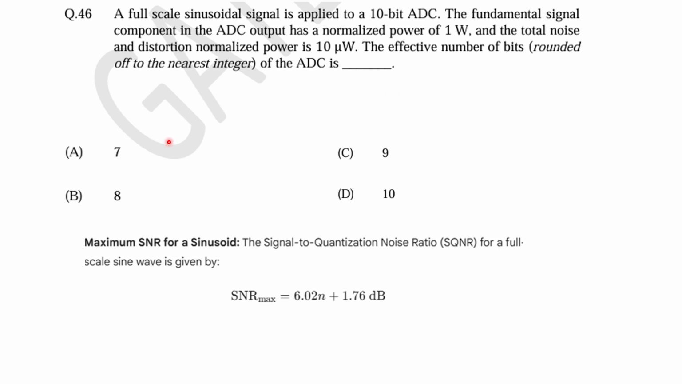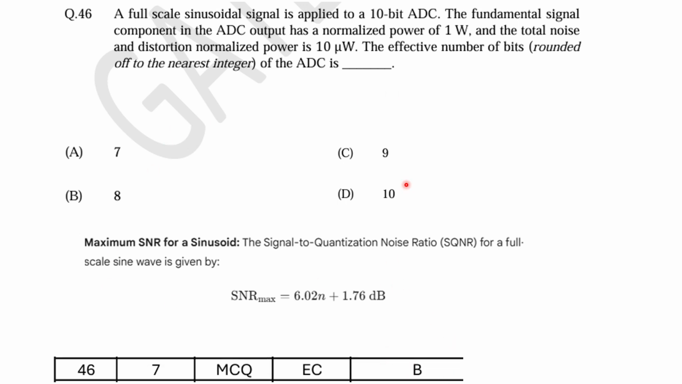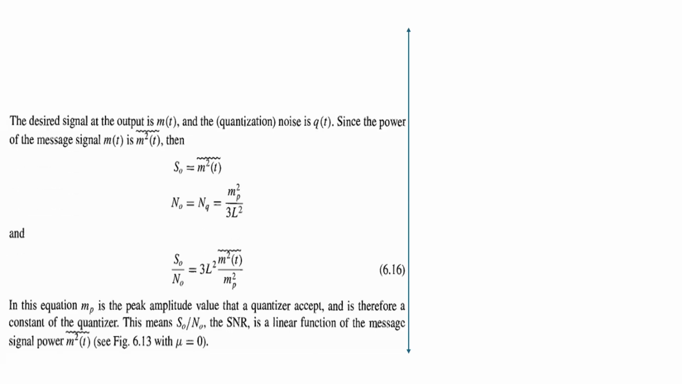So let me tell you how to solve. First of all, your answer should be B, that is, the number of bits should be 8. So how can we solve the question? First of all, we know the SNR formula. If you remember it, then you can find it very easily. Here for SNR we can use 6.02 n plus 1.76 dB. So we can calculate the SNR from the parameters given here, and then after putting the value of SNR here, we can find the value of n. So this is the technique to solve.